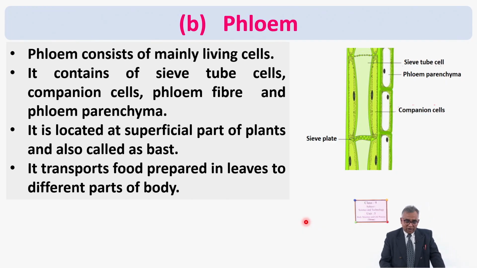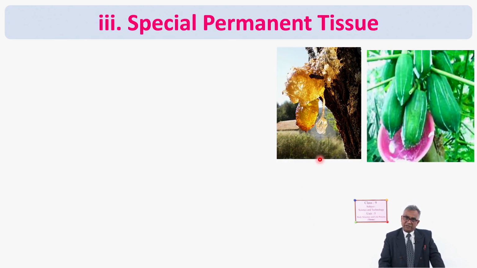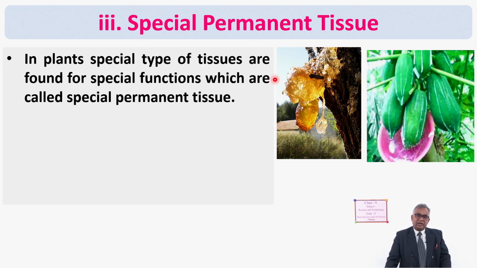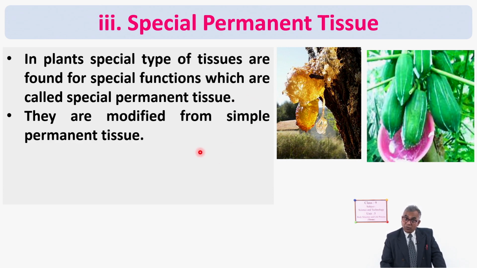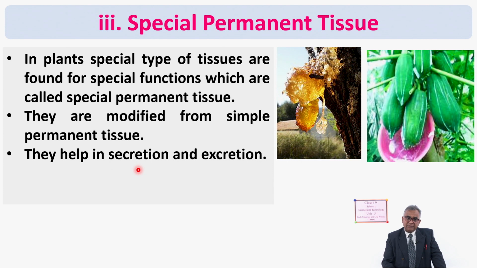Okay students, now we are going to read about the last type of plant tissue, that is special permanent tissue. In it we will discuss some plant tissues which do something special in plants. Yes, in plants a special type of tissues are found for special functions, which are called special permanent tissues. So what is special? Later we will discuss. They are modified from simple permanent tissue. Yes, and they help in secretion and excretion. Plants also excrete. Don't be surprised.